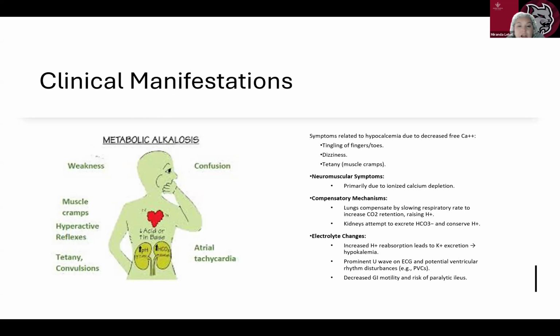Compensatory mechanisms, so the lungs are going to compensate by slowing that respiratory rate to increase that CO2 retention and the rising hydrogen. The kidneys are going to attempt to excrete bicarb and conserve hydrogen. We're going to see an increased hydrogen reabsorption, which leads to potassium excretion, which will equal hypokalemia. We're going to see a prominent U wave on an ECG and potential ventricular rhythm disturbances like PVCs because of that electrolyte imbalance, and then decreased GI motility and risk for paralytic ileus. So, do you think you have to listen to bowel sounds on this patient? Yes, you do.